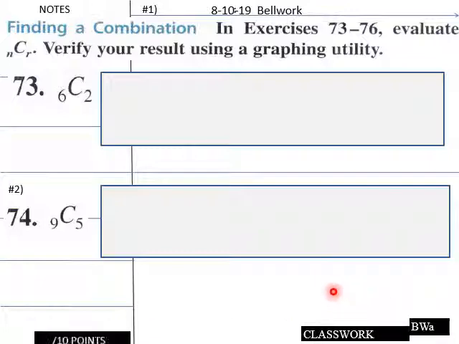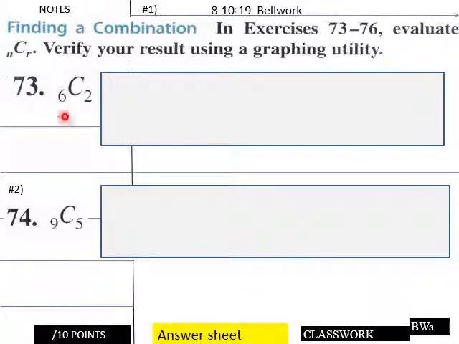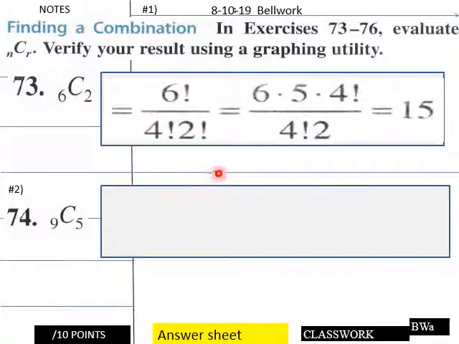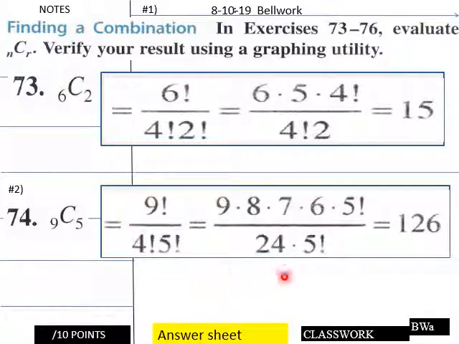Welcome back for your solutions for today's bell work. 6 choose 2. Here is your formula for that. Remember, students? And that comes out to 15 for number 73. And then for 74 here, n choose 5. When you crank this out here, these will cancel. And you come out with 126 for 74.